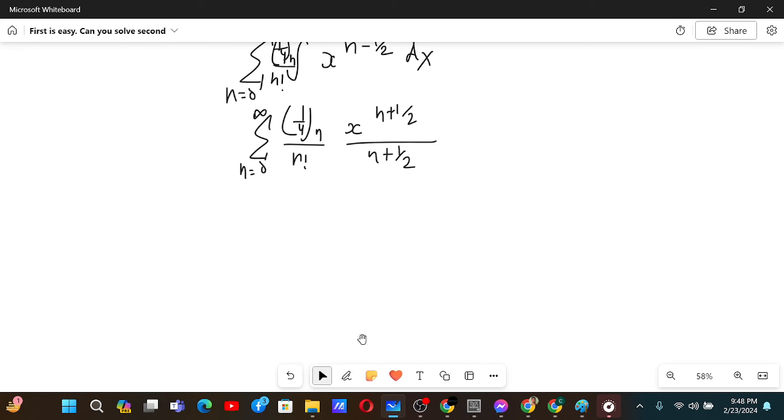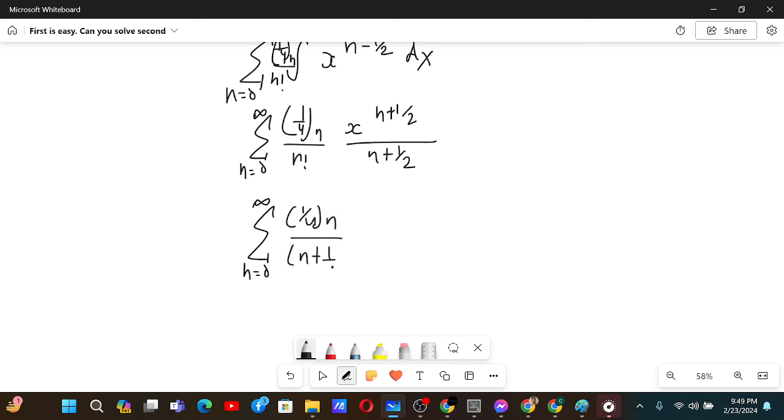Okay, so now n equals 0 to infinity, (1/4 choose n) by n plus 1/2, and the x to the power n plus 1/2 by n factorial. What can I do further? I can take this root x outside the sum so that this gets simplified.